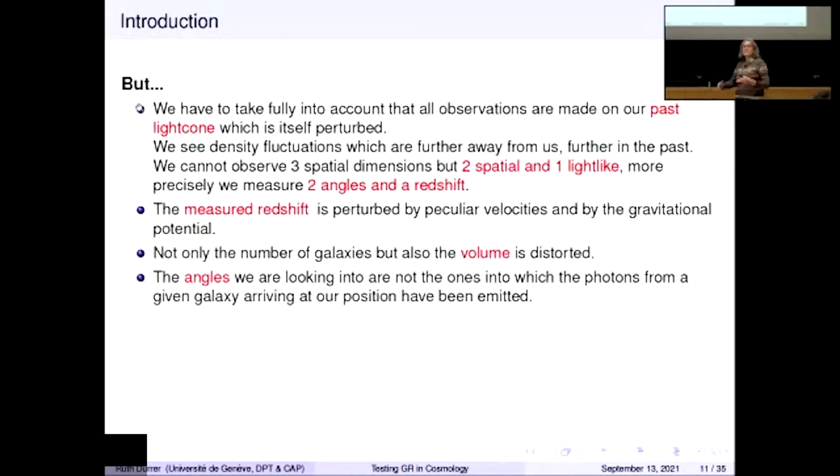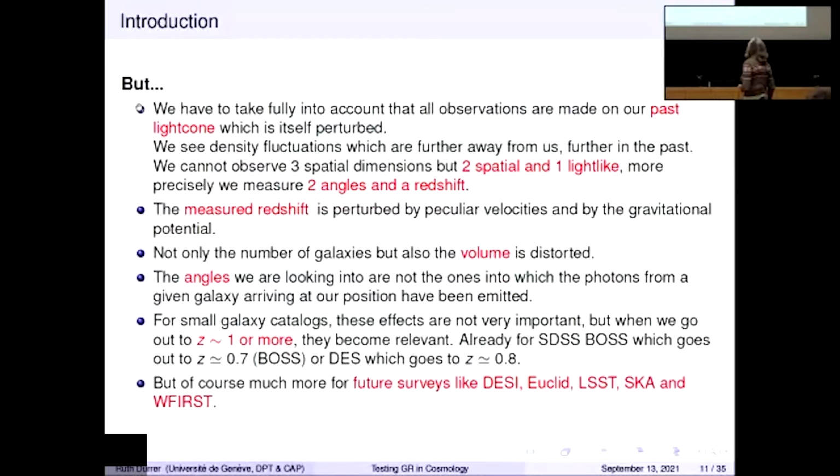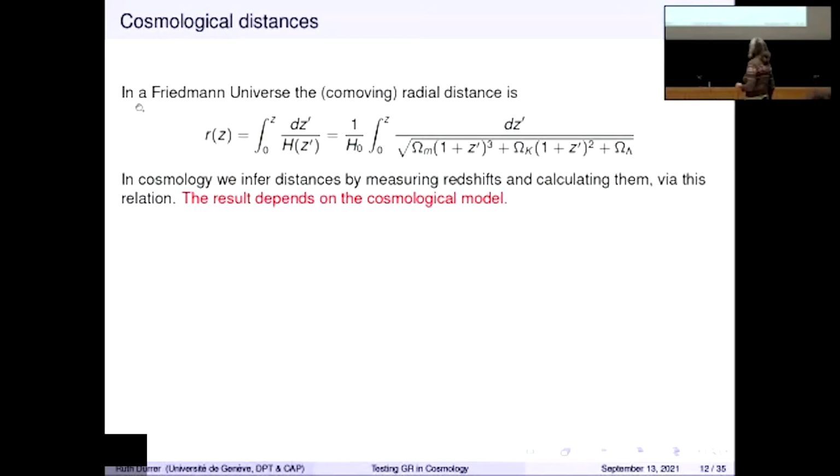And the angles we are looking into are not the angles in which these galaxies actually lie because of light deflection. So there are all these kind of light cone effects which are irrelevant as long as the galaxy catalogs are small and go out to redshift 0.1, 0.2. But once we go to large redshifts, as we want to do in the future, they will become very important. So let us look at this a little bit in more detail.